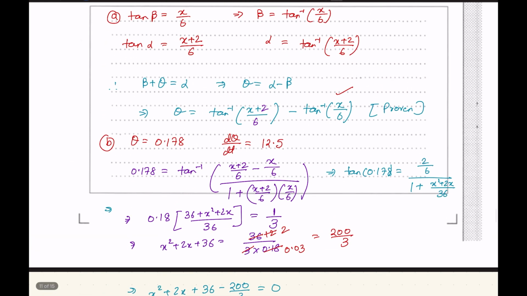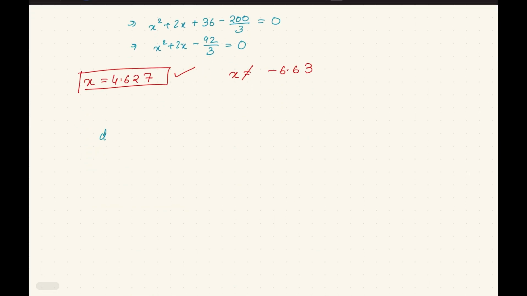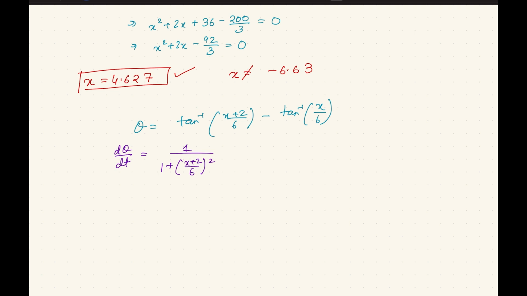Right? Now I'll take this expression and I'll differentiate this. So theta would be tan inverse of (x + 2) over 6 minus tan inverse of x over 6. When I do d theta over dt, this would be 1 divided by 1 plus ((x + 2) by 6) whole squared. And differentiation of (x + 2) by 6 would be 1 by 6 times dx over dt. And for this one, it will be 1 by 1 plus (x by 6) whole squared, times 1 by 6 dx over dt.